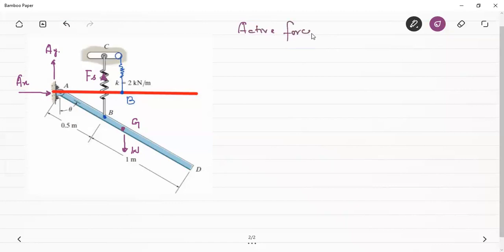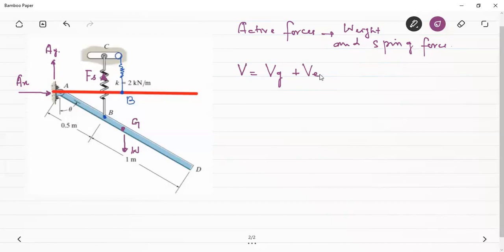I can write here the active forces are weight and spring force. Therefore, whenever we have the conservative forces, both these forces are the conservative forces. So whenever we have the conservative forces as the active forces, there we can use the potential energy criteria. Therefore, first of all, I have to write the potential energy function. The potential energy function will consist of both the gravitational potential energy and the elastic potential energy.